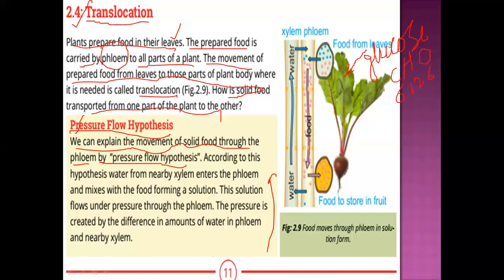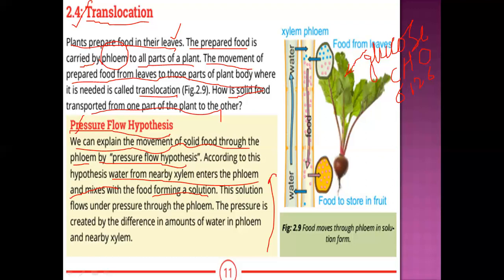According to this hypothesis, water from the nearby xylem enters the phloem and mixes with the food, forming a solution. For example, when you eat solid food and it is too hard, even if you chew it, it cannot be swallowed and passed through your food pipe into your stomach, and you need some water, isn't it? So likewise, because this is solid food and it cannot be transported, this is phloem and this is xylem.